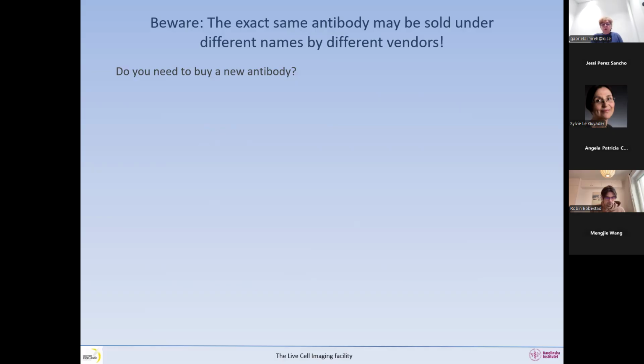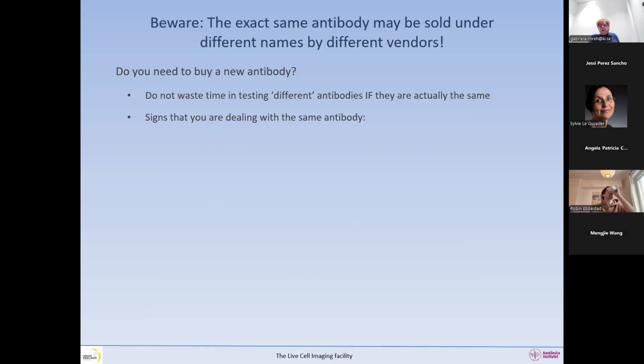So how do you know that you actually buy the same antibody? You have to do a little bit of detective work, because you don't want to waste time testing the same antibody twice and pay a lot of money. So what are the signs that you are dealing with the same antibody? For example, look at the formulation in the data sheet. If it is exactly the same, you should put a question mark in your head.